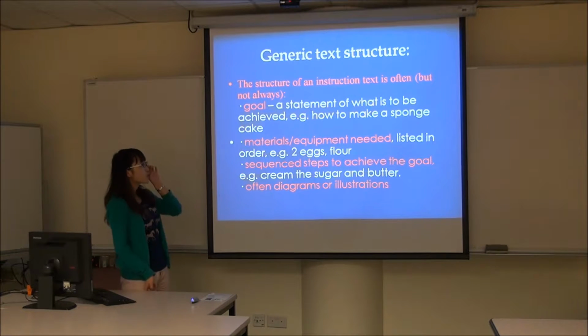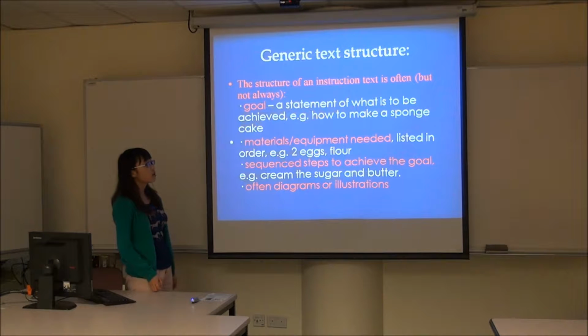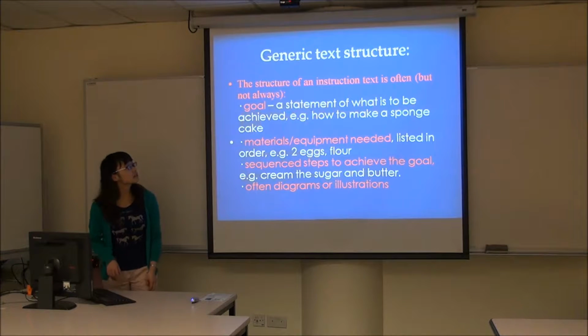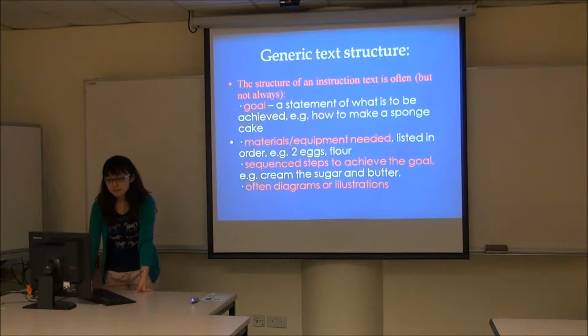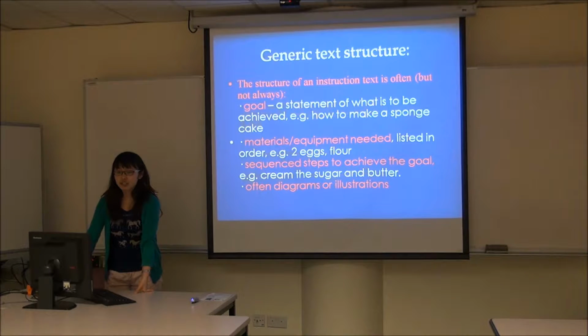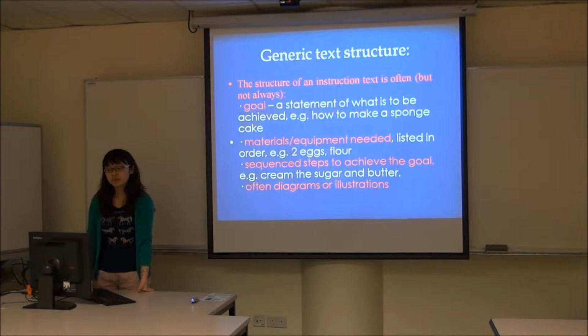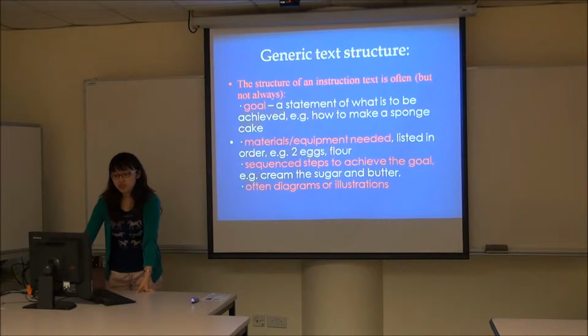Firstly, the structure of an instructional text is often like this, but not always. Firstly, in the instructional text, you will see a goal stated in the beginning, like how to make a sponge cake. And followed will be materials or equipment needed, like 2 eggs, flour, and you will see this in a recipe.